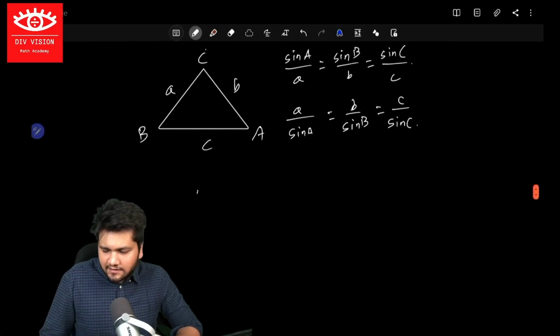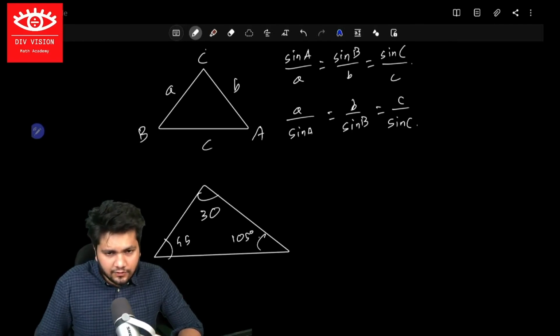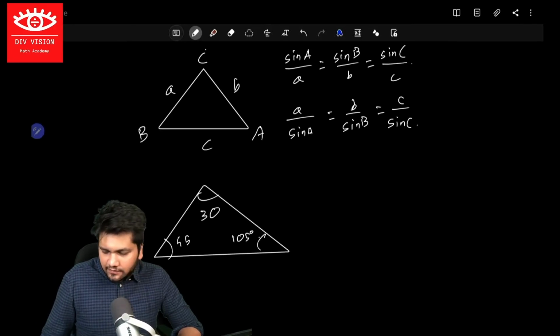For example, let's consider this triangle. Let's say this is 45, this is 30, sorry, this is 30. So the remaining angle is going to be how much? Of course, it doesn't look like, but just consider. So 45, 30, 75 is going to be 105 degree, for example. So this is what the triangle we have. Now, for example, they have given that this is, let's say, 10. Not 15, this is 10 they have given. And we need to find this side. Let's say this is x and this is y.